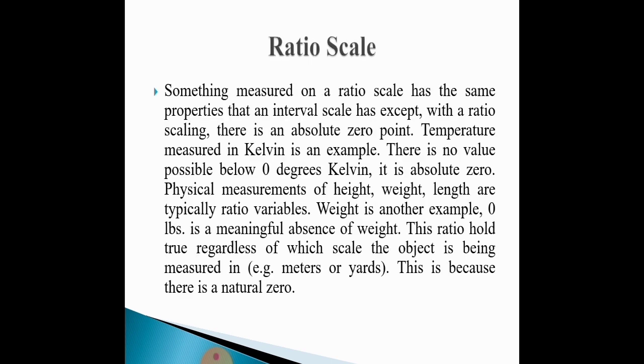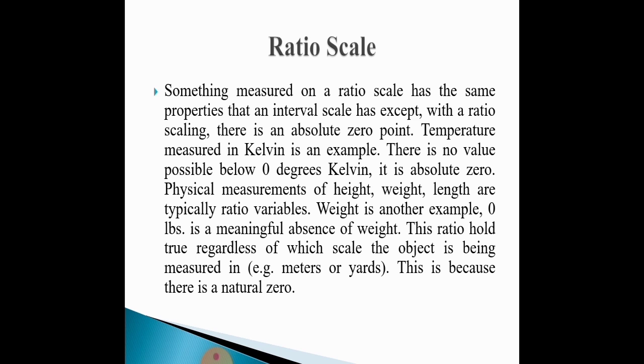Dates. Ratio scale. Something measured on a ratio scale has the same properties that an interval scale has except with the ratio scaling. There is an absolute 0 point. Temperature measured in Kelvin is an example. There is no value possible below 0 degrees Kelvin.